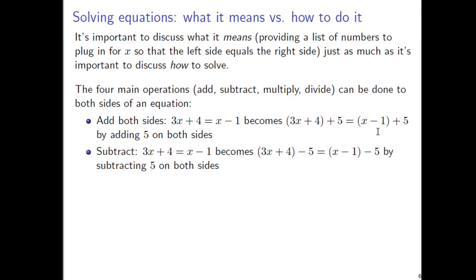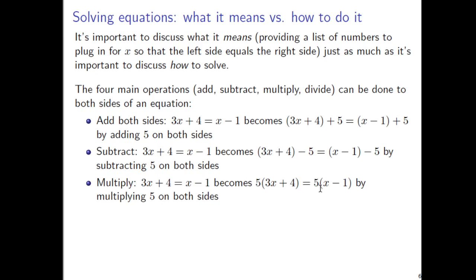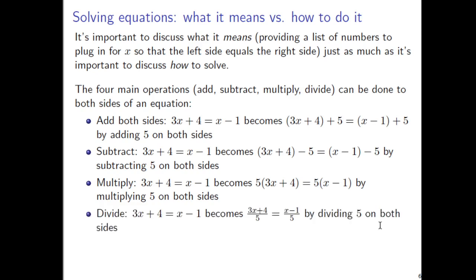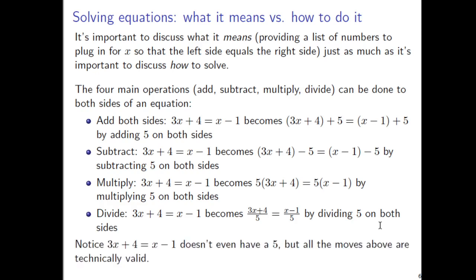If you subtract 5 on both sides, starting from the same equation, 3x plus 4 equals x minus 1, you would end up with something like this. Again, I've wrapped the original left and right side in parentheses. You multiply both sides by 5, and again, I've wrapped the original left and right side in parentheses. And if you divide by 5 on both sides, you'd have something that looks like this. By the way, in a fraction, the top and bottom are each themselves in a set of protecting hidden parentheses.